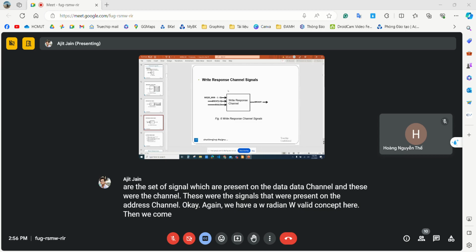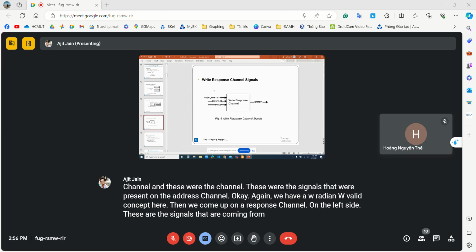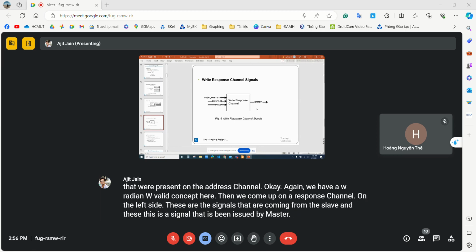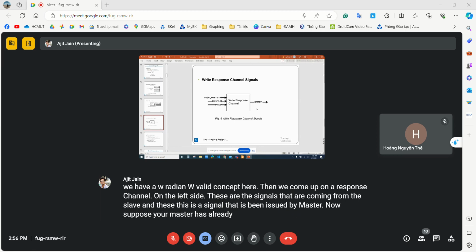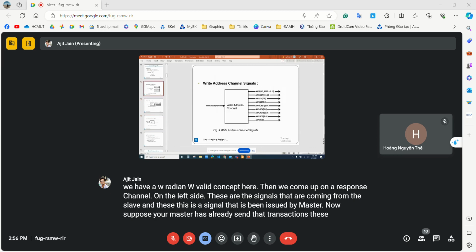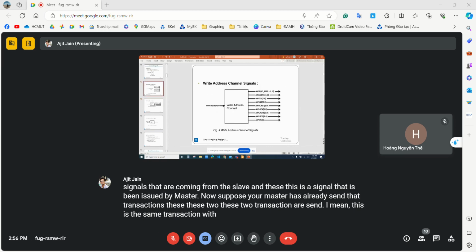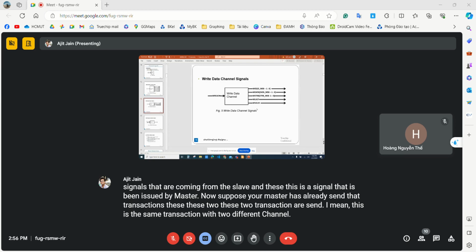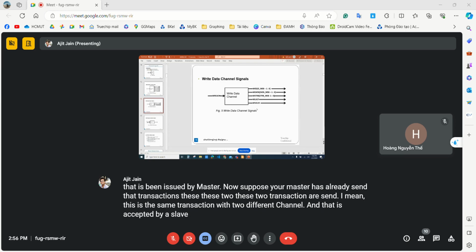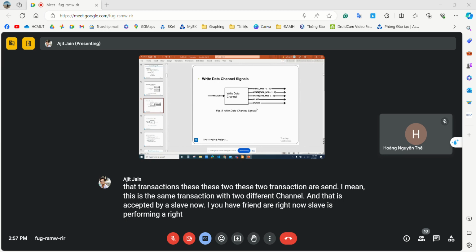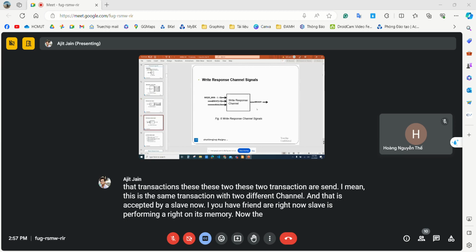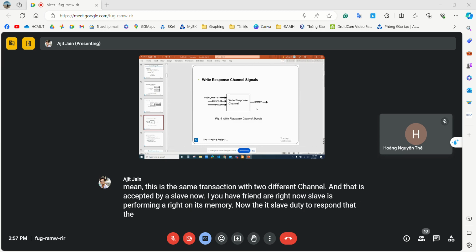Then we come to the response channel. On the left side, these are the signals coming from the slave, and this is the signal issued by the master. Now, suppose your master has already sent the transactions. These two transactions are sent. I mean, this is the same transaction with two different channels, and that is accepted by the slave. Now you have sent a write, and the slave is performing a write on its memory. Now it's the slave's duty to respond whether the write was successful or not.